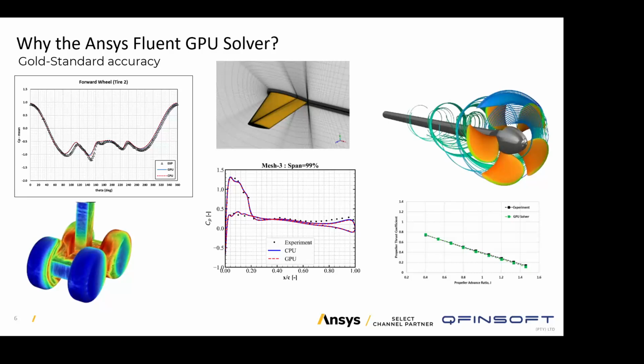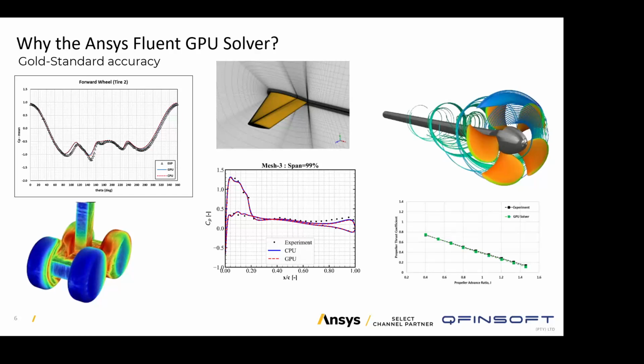Here are just a few examples. So first of all, looking at accuracy, you can see three examples. On the left hand side, we have our landing gear, where we compare the experimental results, the GPU results, and the CPU results of the pressure coefficient around a wheel. And you can see there that all three graphs pretty much line up with very little variation.